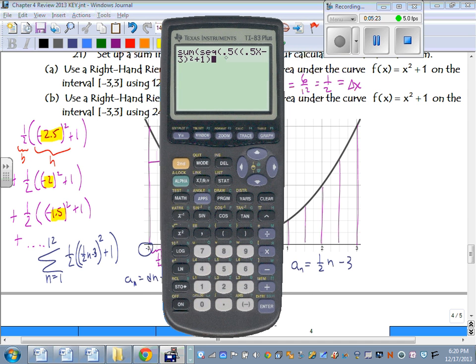So we've got our expression in there, then comma our variable x, comma starting value is 1, comma ending value is 12, comma, and our step is 1. It's going up by 1 each time. 1, 2, 3, 4, all the way up to 12. Close our parentheses and hit enter. So our sum for this one comes out to be 24.25.